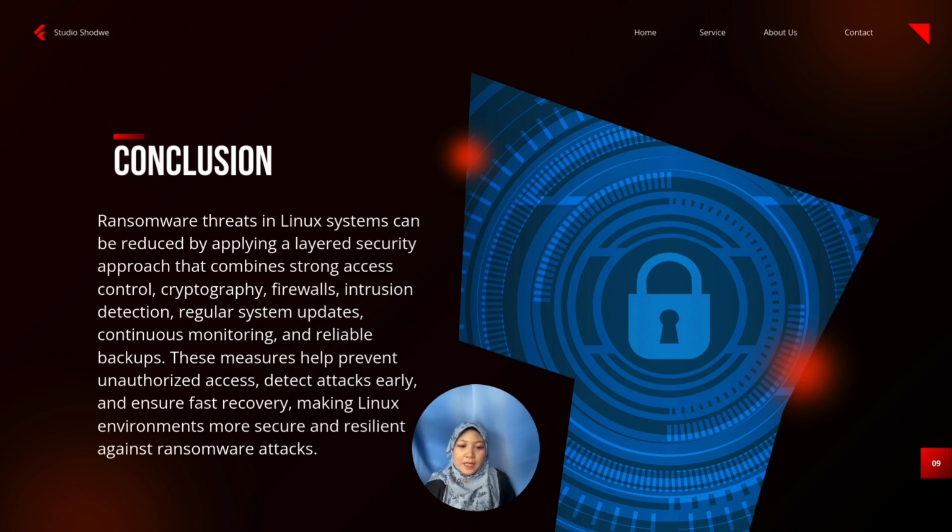So, to sum up, Linux systems can fight ransomware better with a layered approach. Use strong access control, encryption, firewalls, and intrusion detection. Keep your system updated. Monitor it regularly and always have reliable backups. These steps help stop attacks, spot problems early, and recover fast. Simple, but it makes your Linux system much safer and stronger against ransomware.